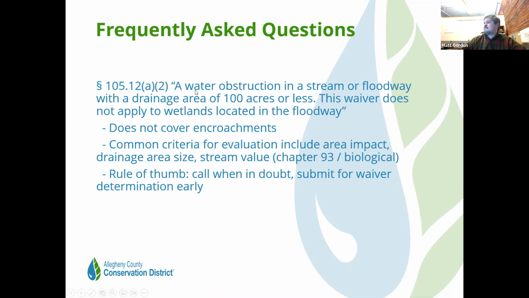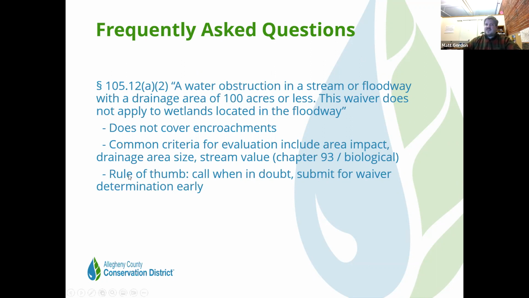In my experience, if this is submitted for determination for review to the region, some of the common criteria they're looking at: what is the area of impact? Is it a footbridge, or is it a 300-foot enclosure burying a stream? What is the drainage area size? Is it 10 acres? Is it 99.9 acres, at the point of impact? What's the stream value? You know, is this a very impacted warm water fishery, or is it a high quality or exceptional value surface water?